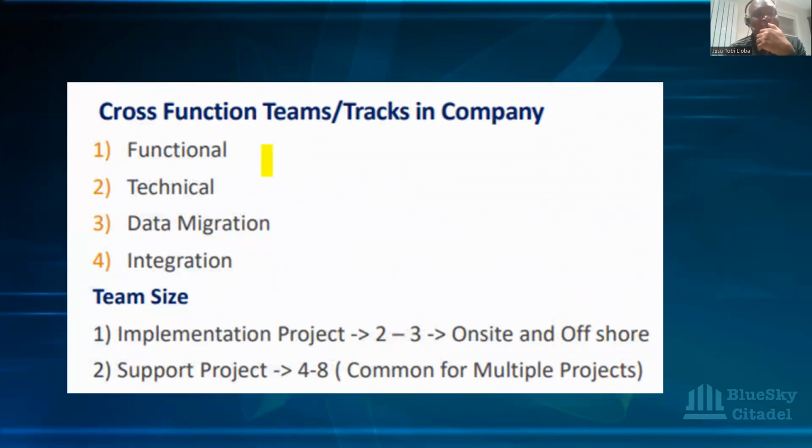If you can see my next screen, I said the cross-functional team: functional, technical, data migration, integration. The functional team will fall under all the implementation team I mentioned. They will all be there. Those are the functional guys. The implementation people, the BA, the support, the tester, they're all functional. We have the technical team as well.